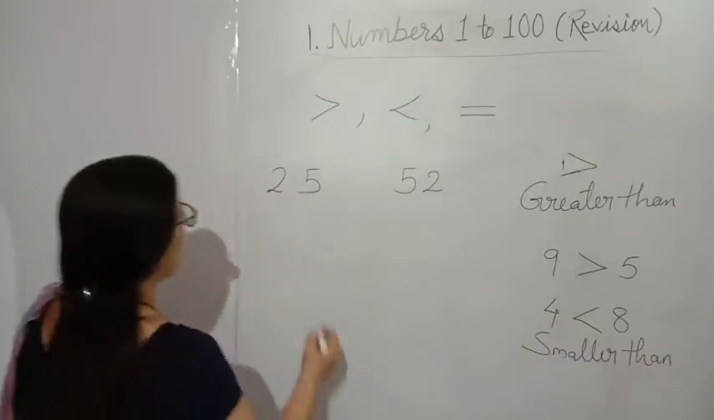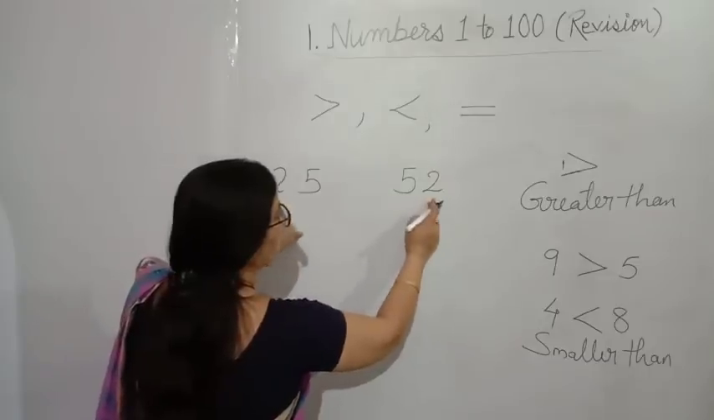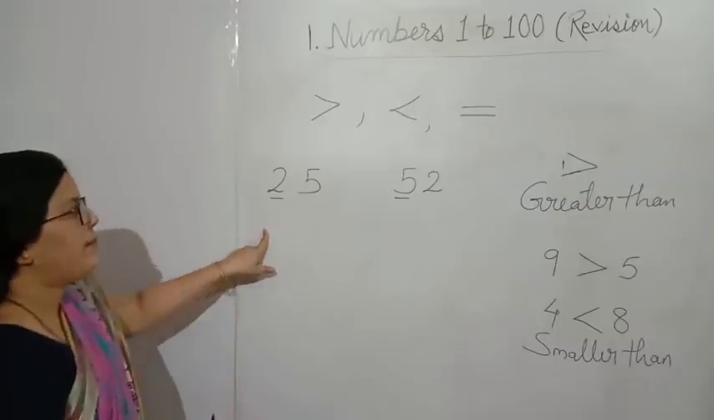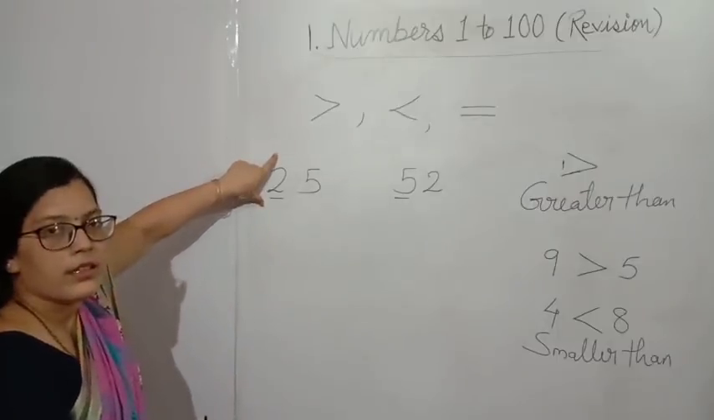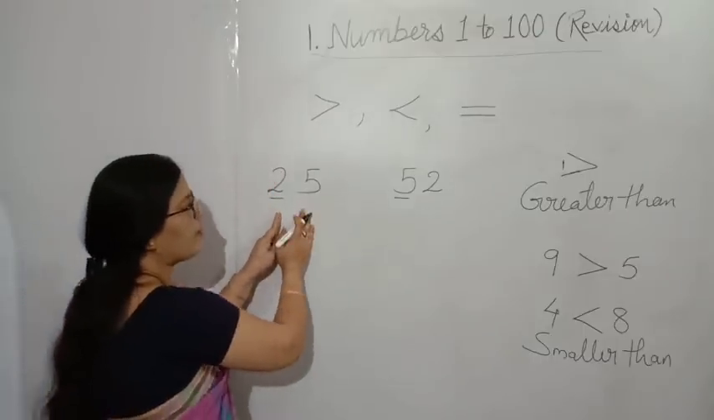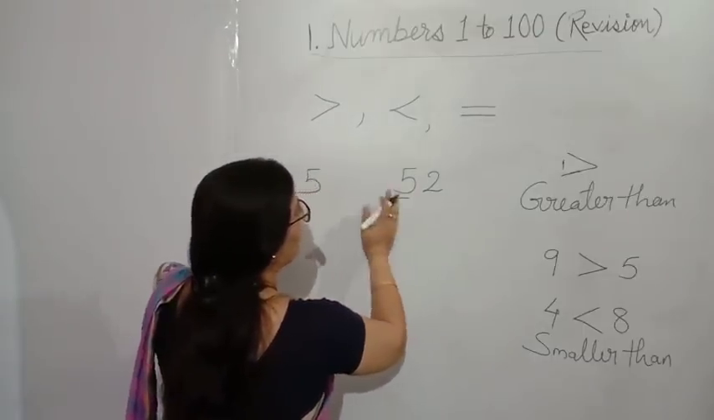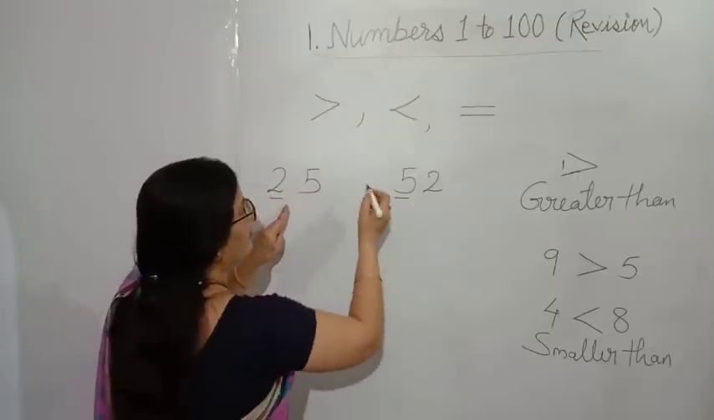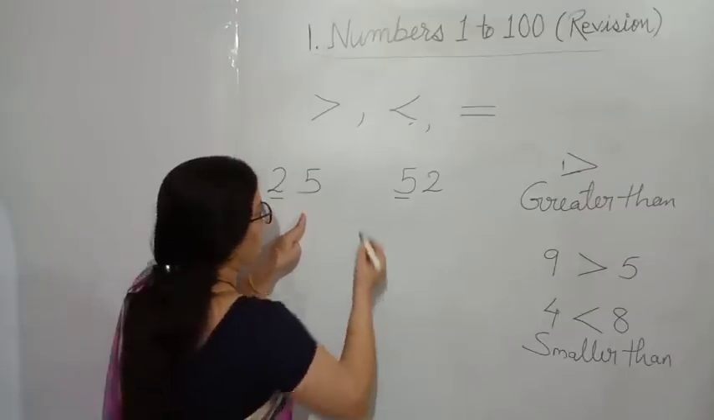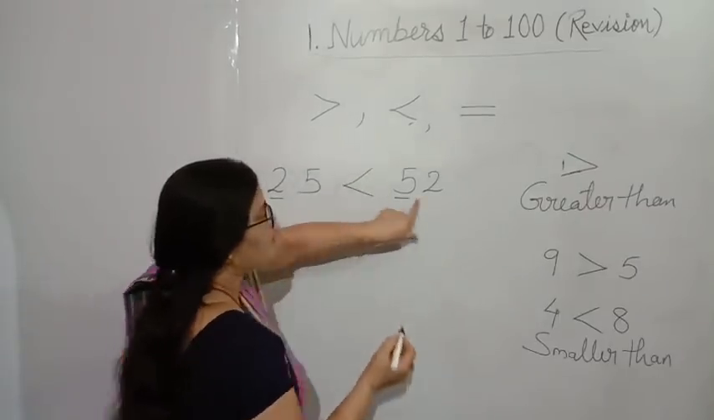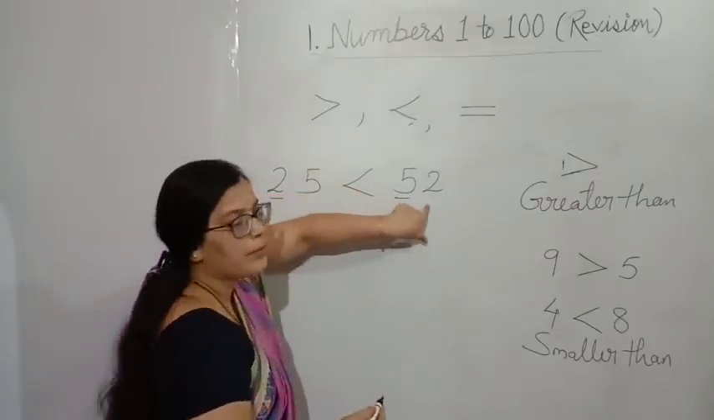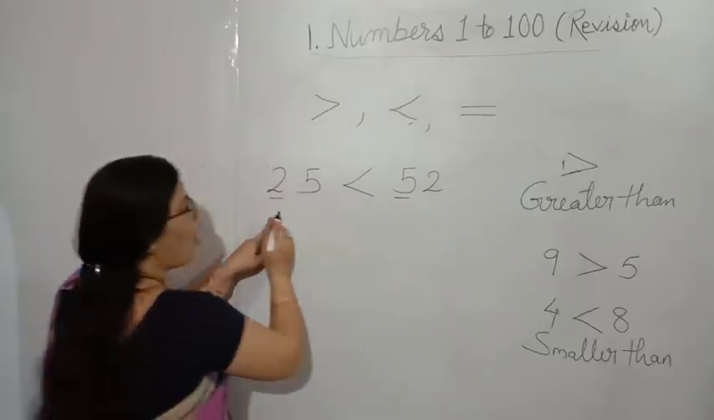Now see here, 25 and 52. Compare the tens place. Is this number smaller or bigger? Yes, it is the smaller number. 25 is smaller than 52. And which symbol will we use? We'll use the smaller than sign. 52 is the bigger number and the mouth of this sign remains open towards the bigger number. So how will we read this statement?